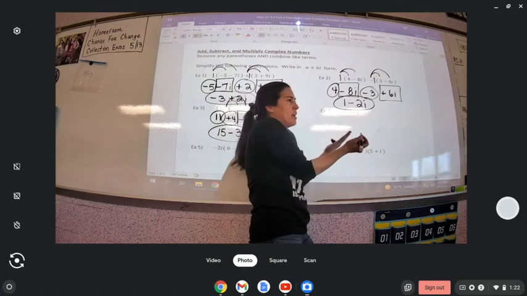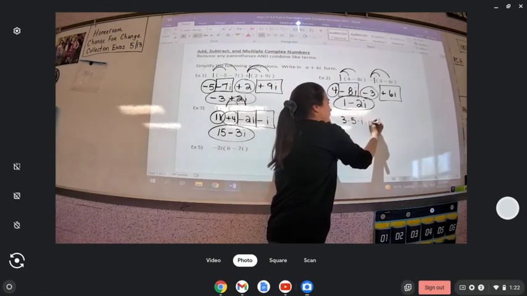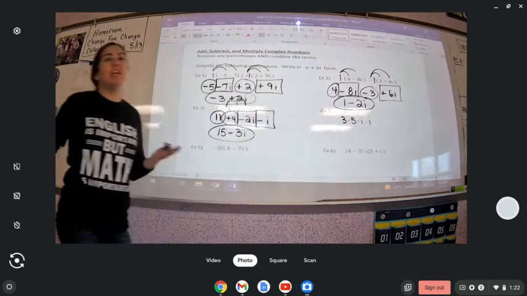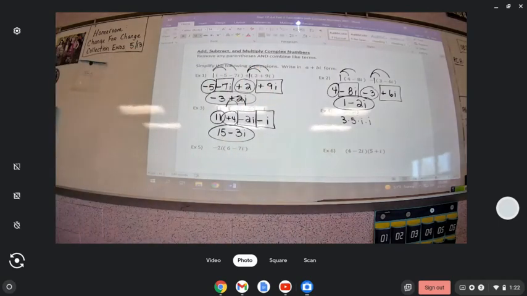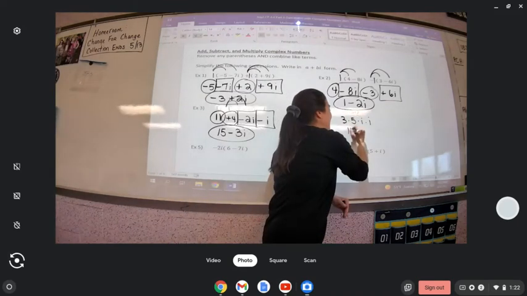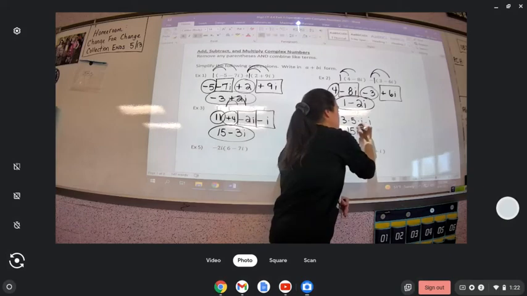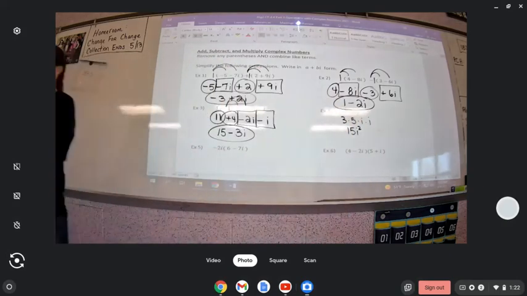So I'm just going to rewrite it in a better order. You're basically doing 3 times 5 times i times i. That's what's happening here. You can really multiply that in any order you want. So now what's 3 times 5 going to be? 15, and then i times i is i squared. Are you going to leave that as your final answer?